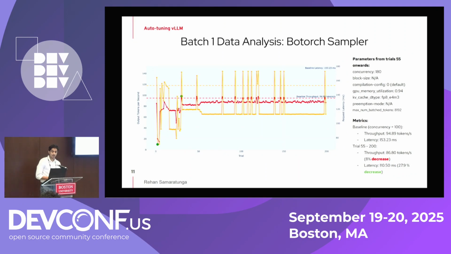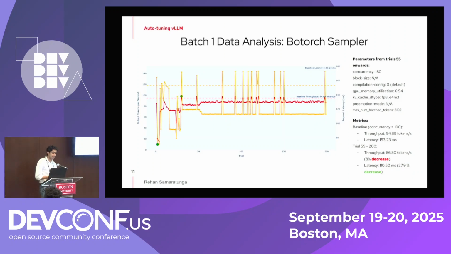Now here, I decided to change the sampler to BoTorch's sampler, which pretty much finds the most optimal configuration space, and it slowly tweaks the parameters until it finds the right set of parameters. As you can see, it kind of straightens out towards the end.